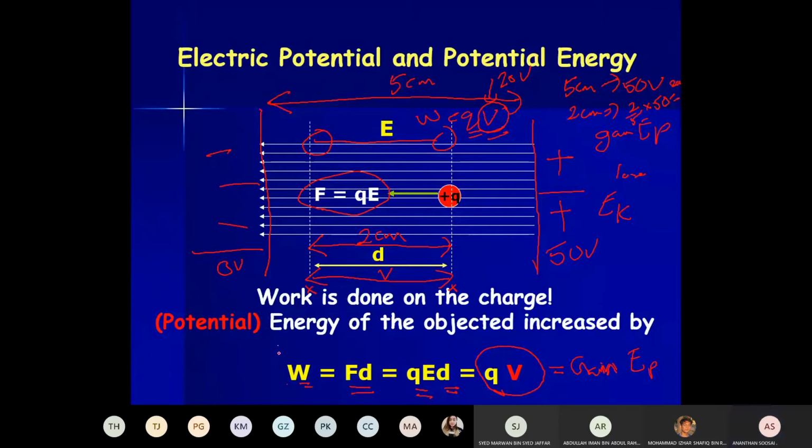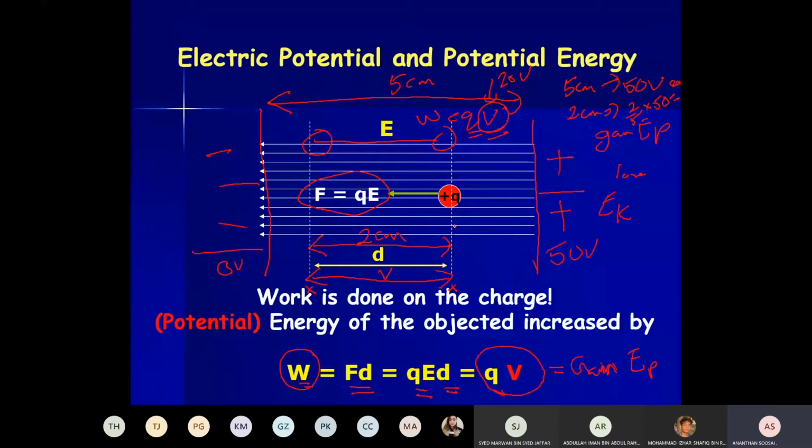So when the charge is moving, work is done. The work done is QV, Q times the potential difference. The work done will be converted to some sort of energy, depending on which direction it moves. If the positive charge moves closer to the positive plate, then the work done is converted to a gain in potential energy. If a positive charge moves towards the negative plate, the work done is still QV, but now it is a gain in kinetic energy. So you have to check which side it is moving towards.